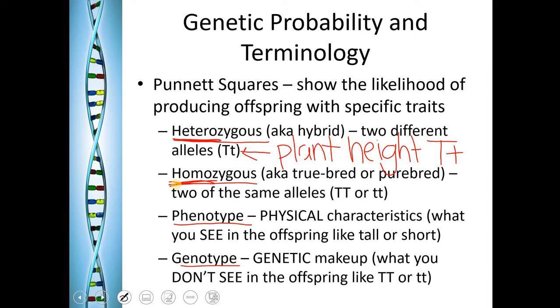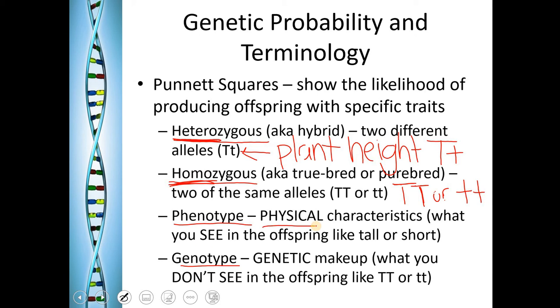Homozygous means same. So that means this individual, one gene, plant height, has two copies of the plant height gene, and they could either have two big copies or two little copies, two recessive copies of the plant height gene. As long as the letters are the same capitalization or lowercase, then that counts as homozygous.